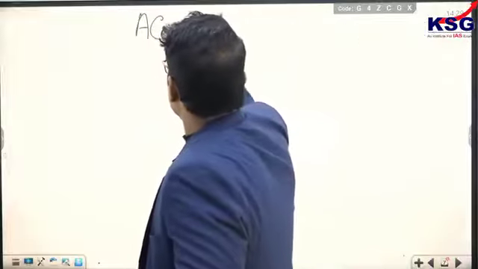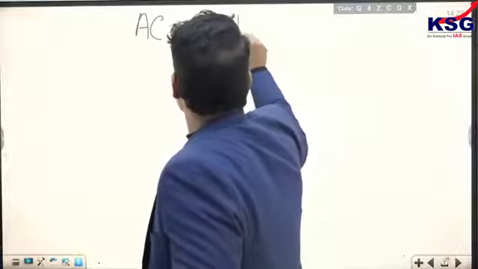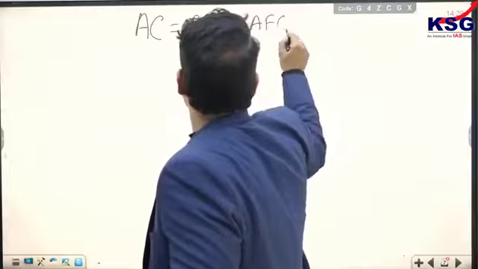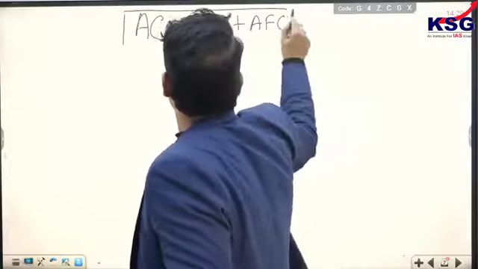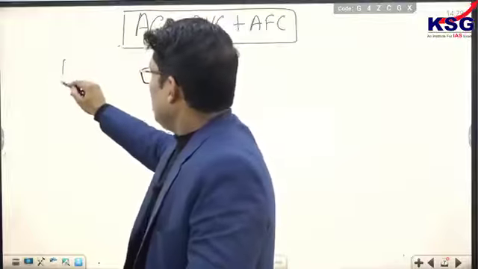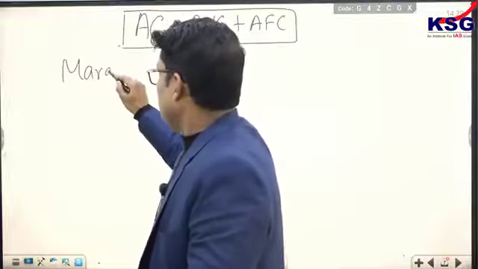So just think, you got it. Average cost is the sum of average variable cost plus average fixed cost. These things you have to remember. Now next you write marginal cost.